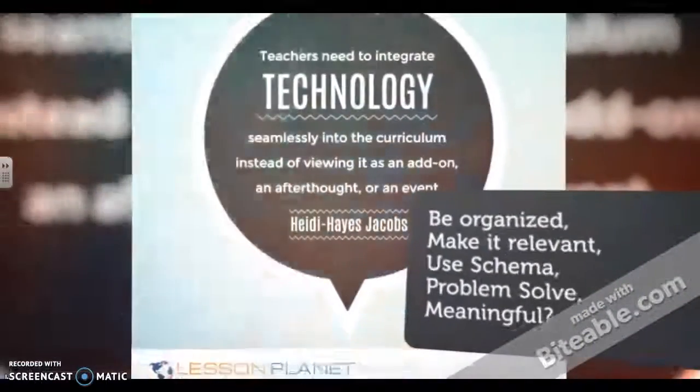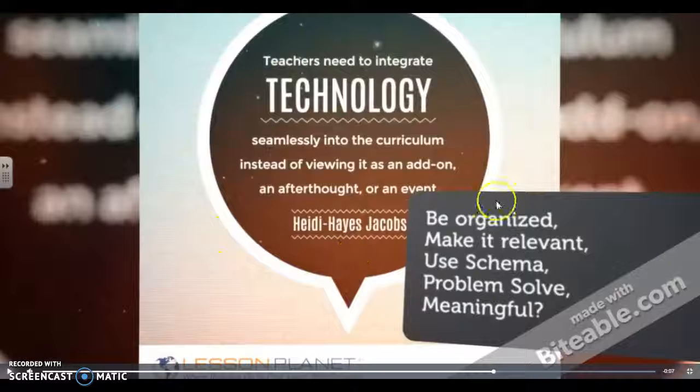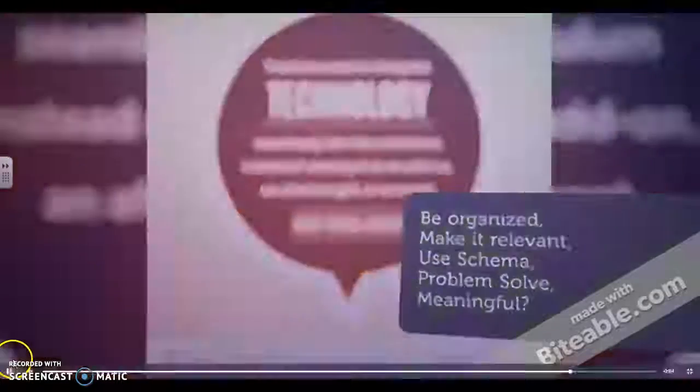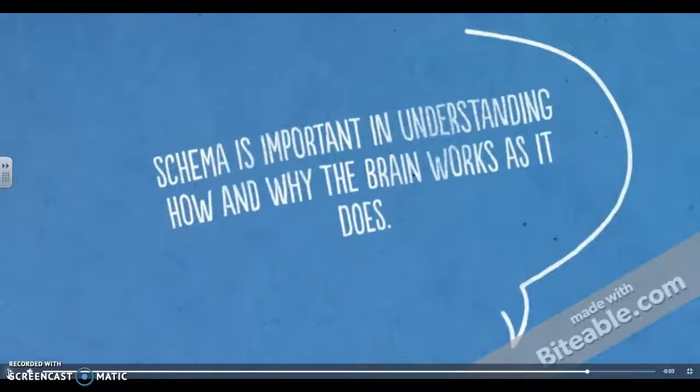So just to review real quick. Be organized, make it relevant, use schema, problem solve, and is it meaningful? Technology needs to be not the focal point, but it needs to be a tool or a resource that we use. So schema is important in understanding how and why the brain works as it does.